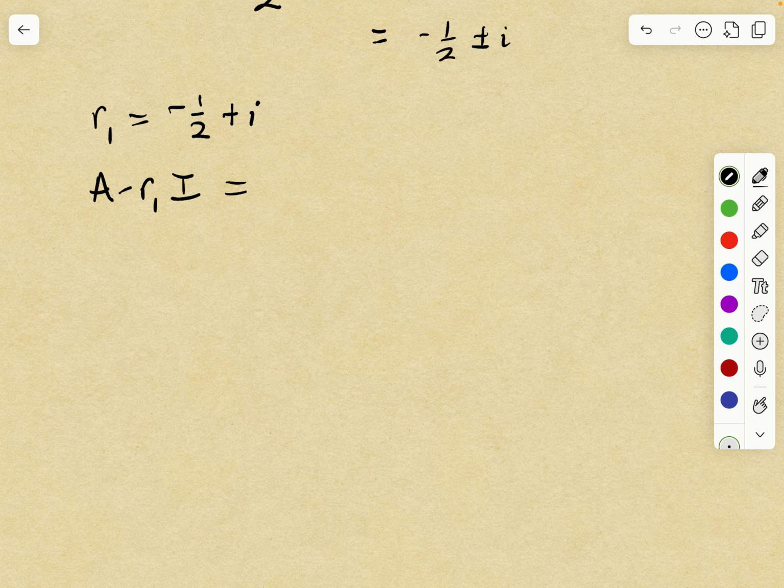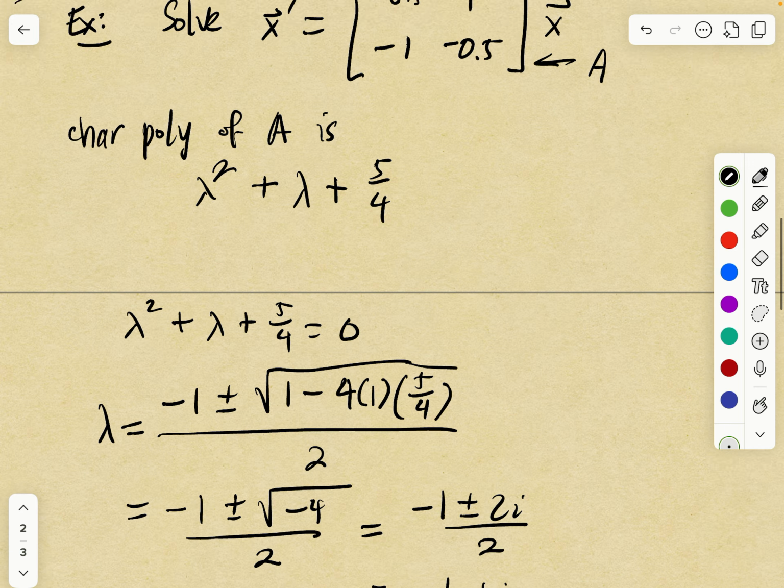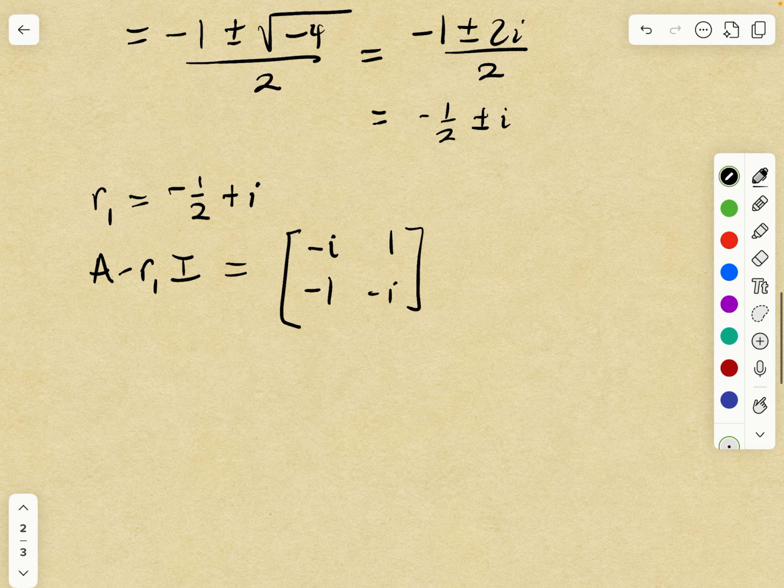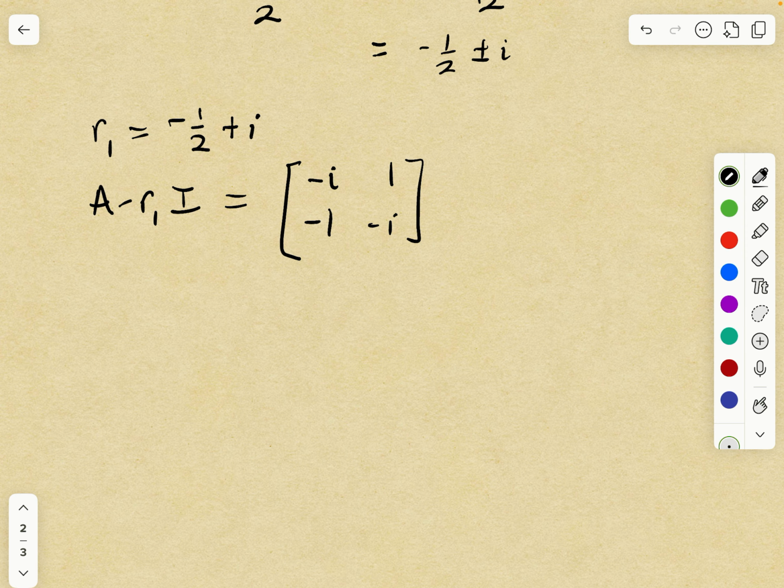with any eigenvector. You just do A minus R1 I. But now you're going to get complex entries: negative i, 1, negative 1, negative i. So that's just, you take your matrix A, right? And then you subtract R1 on the diagonal. And if you do that, this is the matrix you get.